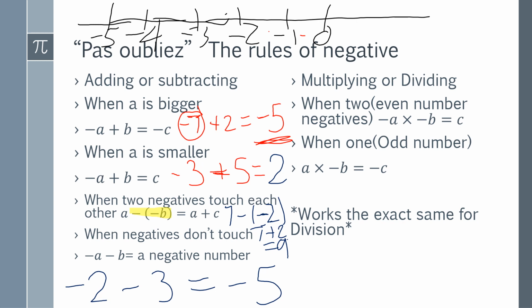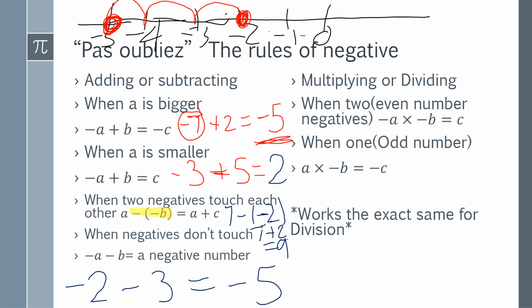So, I owe you $2, right? But I borrow $3 more from you. Where would that take me? If I borrow 1, that's $3. If I borrow $2, that's 4. If I borrow 3, I owe you $5. And because I owe you, it ends up being negative 5. Alright? And those are the rules of dealing with adding and subtraction.